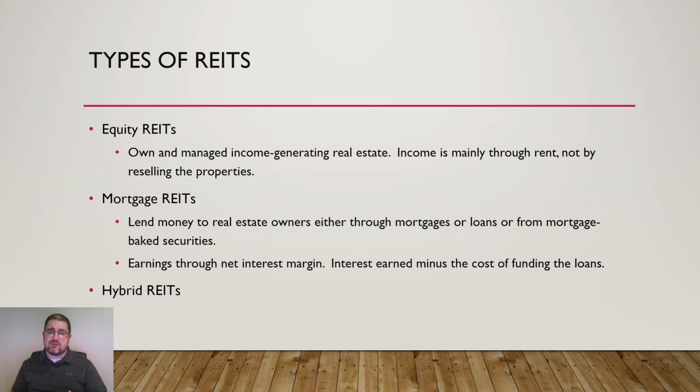The third kind of REIT in this category is called a hybrid REIT, and just like the name suggests, it's a hybrid combination of equity and mortgage REITs. Depending on what it is, it could be 50-50, it could be 60-40, 70-30, whatever.